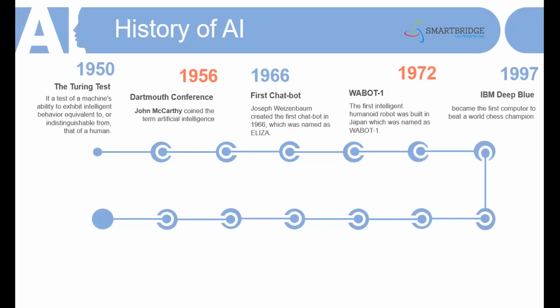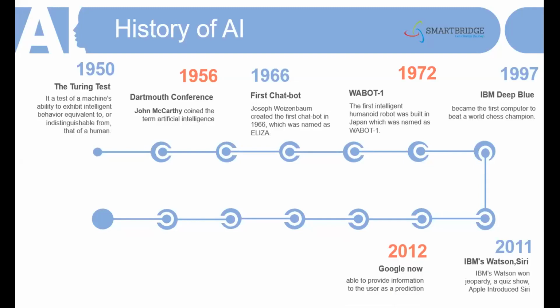And again in 2011, IBM Watson won Jeopardy. Jeopardy is just like a quiz where the machine has to solve complex questions as well as riddles. If you ask any riddles or complex questions to Watson, it would tell the answers like our Siri and our Google Assistant. So that is also one of the greatest accomplishments in artificial intelligence in 2011. At the same time, Apple introduced Siri. And after 2012, Google launched an Android app called Google Now, which was able to provide information to the user as a prediction.